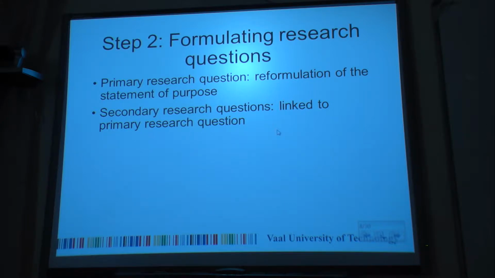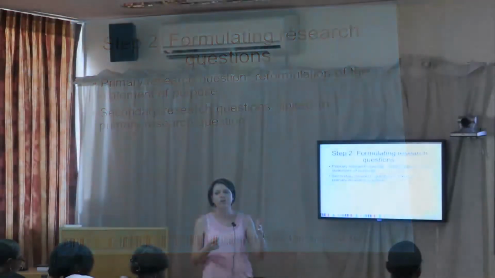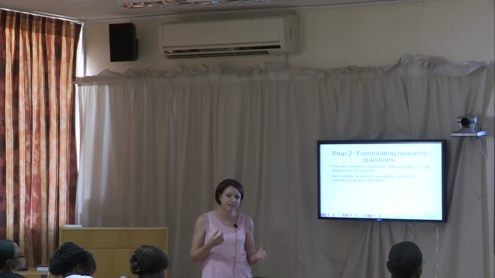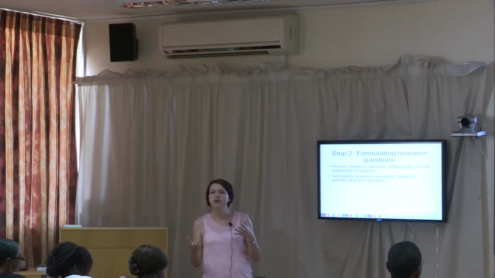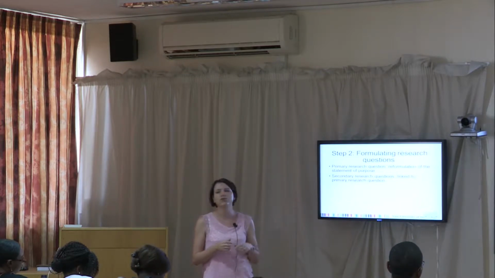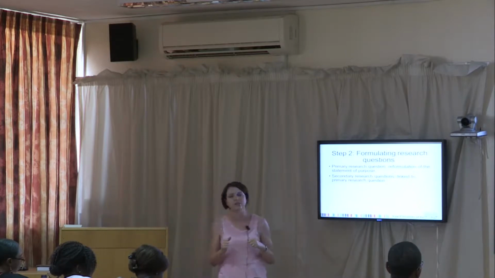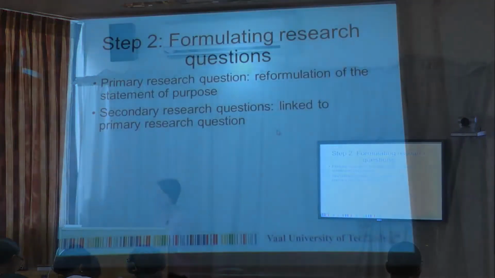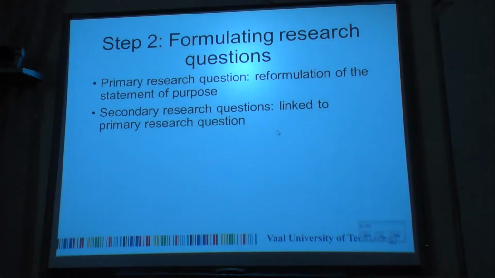And the secondary research questions are linked to the primary research question. These are the questions you need to ask yourself in order to solve the main problem. So if you're doing customer satisfaction, you might want to find out what are the factors affecting customer satisfaction. That will be one of your secondary research questions. What are the factors affecting customer satisfaction? So that most of you have done because those are similar to the primary objective and the secondary objective of your study.